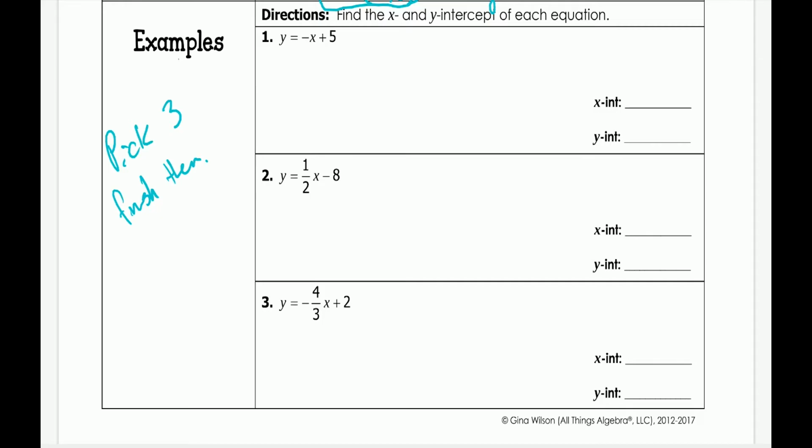Remember that if you're finding the x-intercept, you set y equal to 0 and you solve for x. If you're finding the y-intercept, you set x equal to 0 and you solve for y. But it's tedious, and I don't think you really need to see me work through it. It's just stuff that you need to do on your own. So let's go ahead and move on to the second page and talk about how we can graph by intercepts.